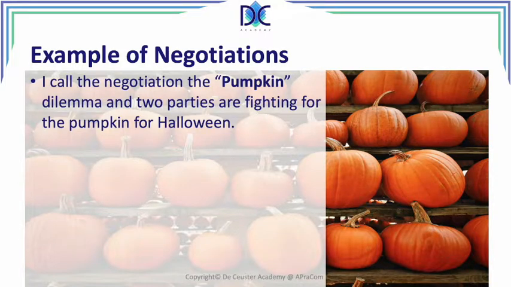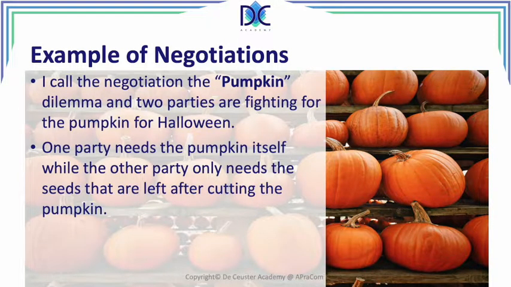When you look at this, the identification of what you really need, like I said before: one party wants to use the pumpkins for carving, while the other party wants to have the seeds. When the people are negotiating, they may just be facing the fact that they want to have the pumpkins.